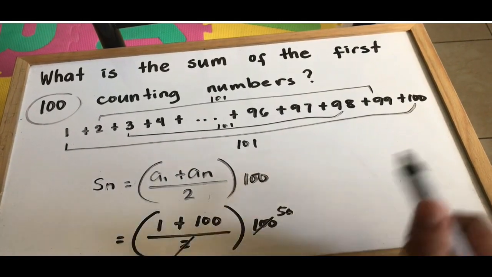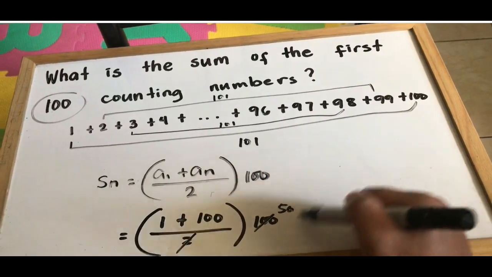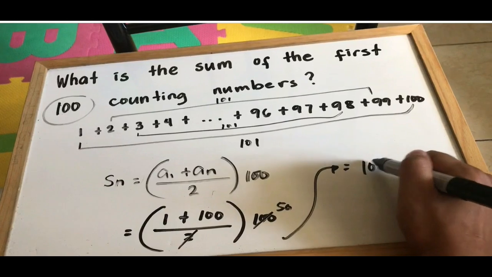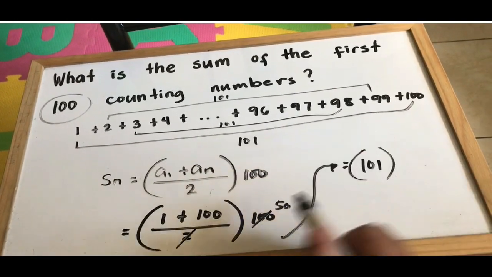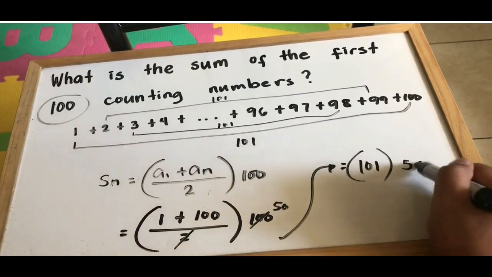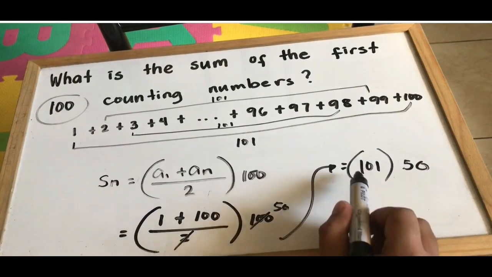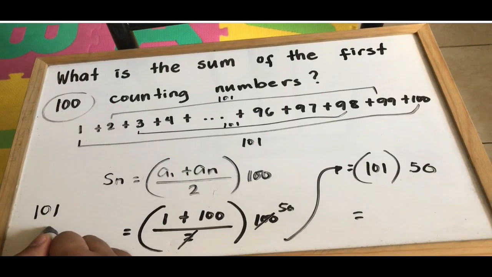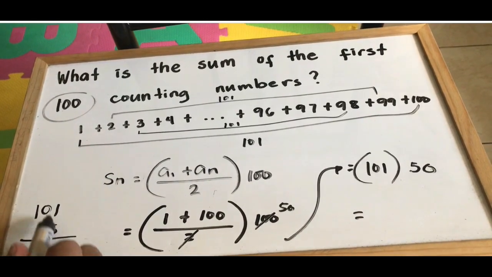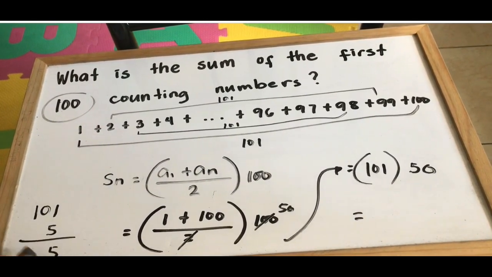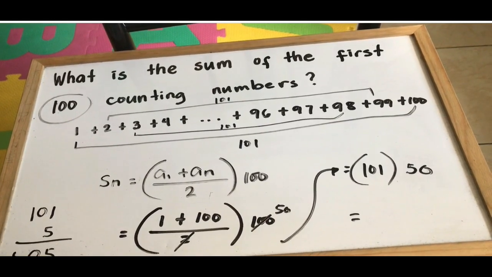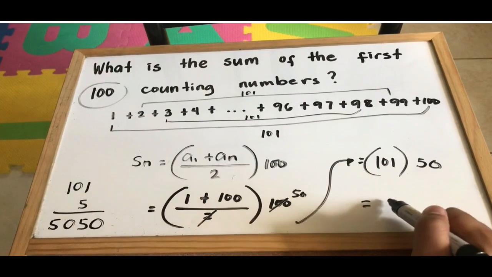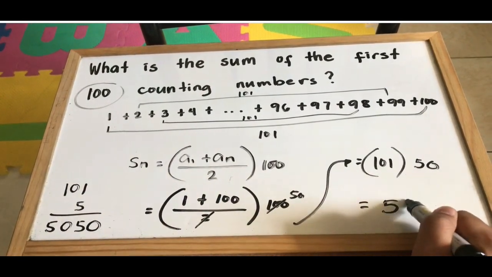So, 1 plus 100 is 101, times, 50 na lang ito. So, 101 times 50, multiply natin, times 50, so 5 na lang. 5 times 1, 5. 5 times 0, 0. 5 times 1, 5. So, 50 to kanina, so mag-add tayo ng 0. So, ang sum niyan ay 5,050.